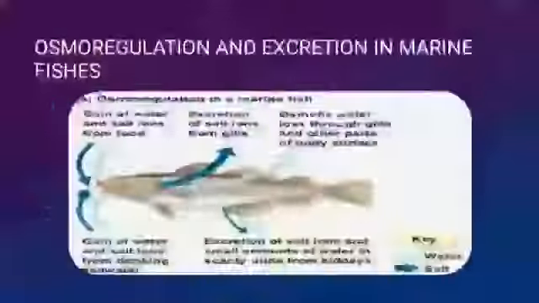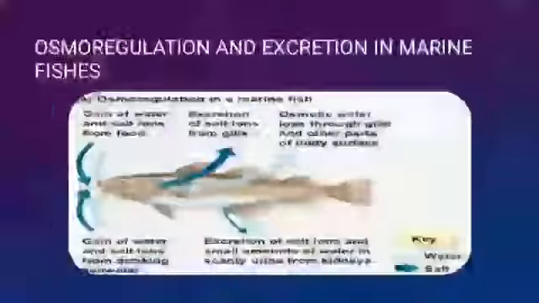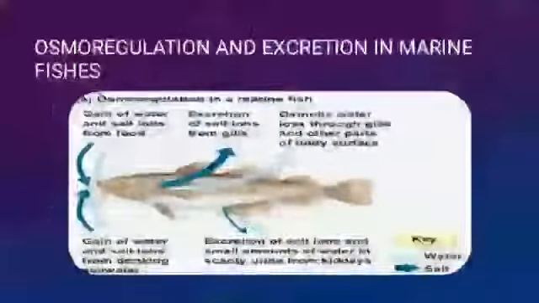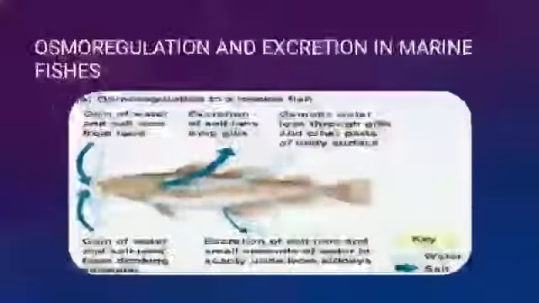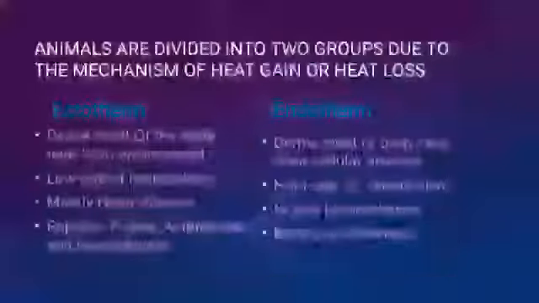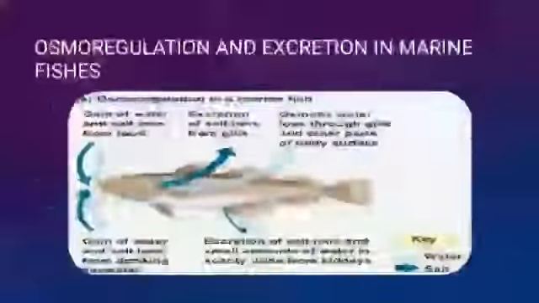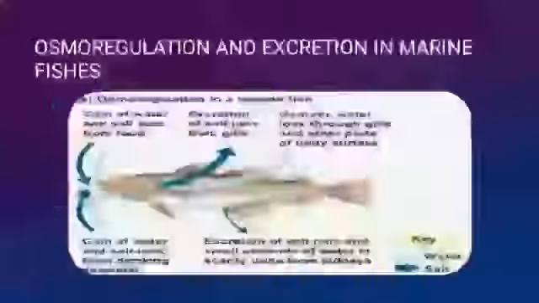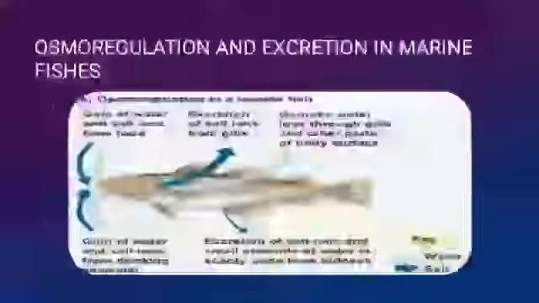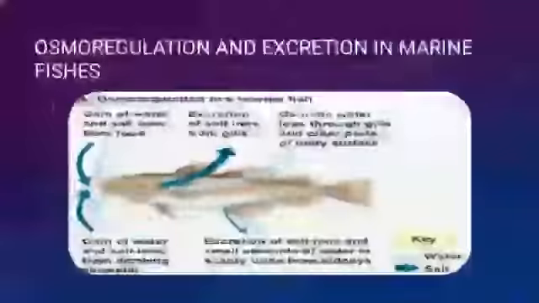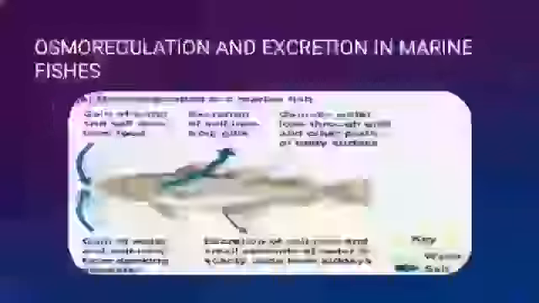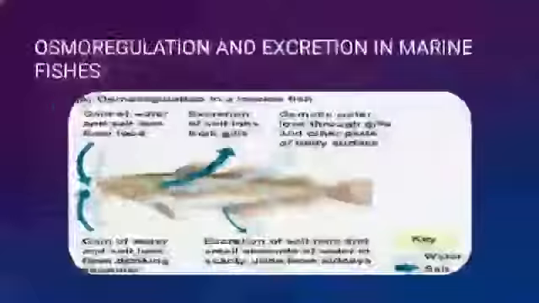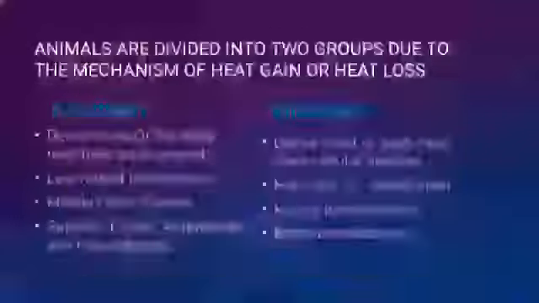Then, osmoregulation and excretion in marine fishes. How do marine fishes osmoregulate their body? First of all, gain of water and salt ions from food and from drinking seawater, excretion of salt ions from gills, osmotic water loss through gills and other parts of the body surface, and excretion of salt ions and a small amount of water in scanty urine from the kidney. All these mechanisms help marine fishes to osmoregulate their body.